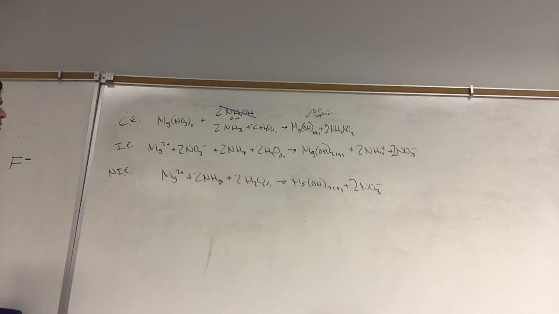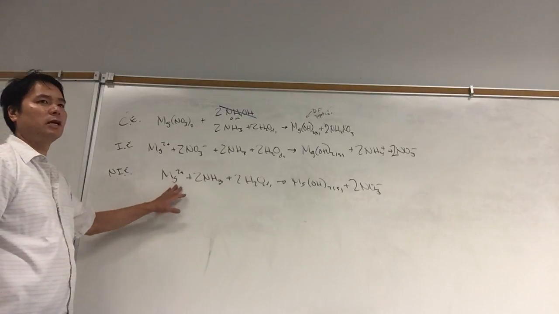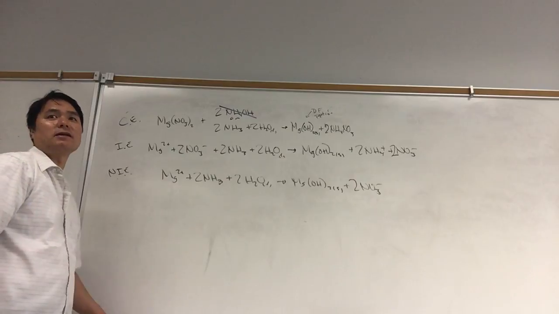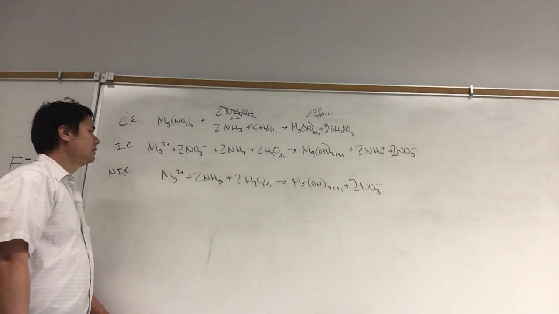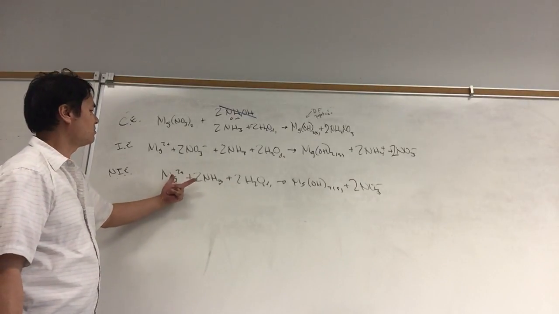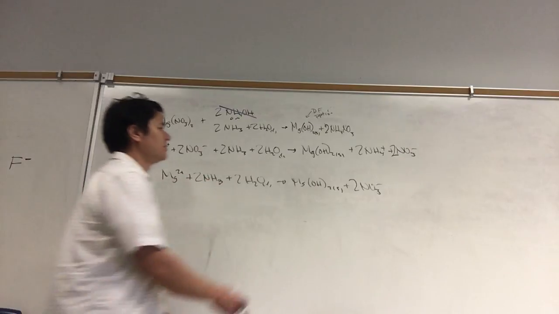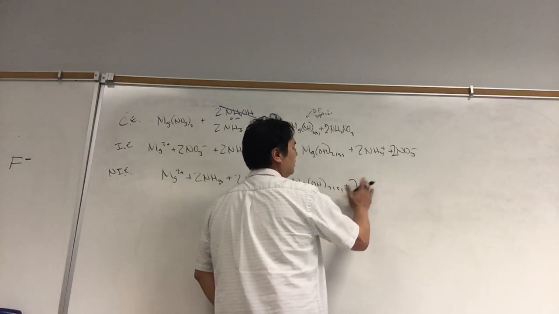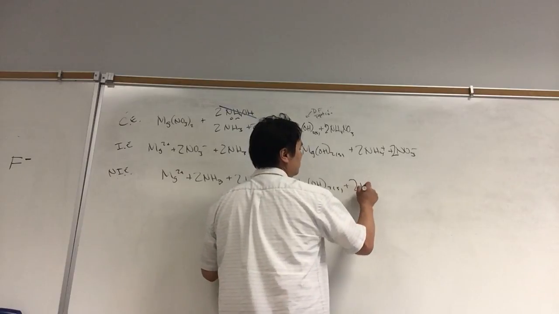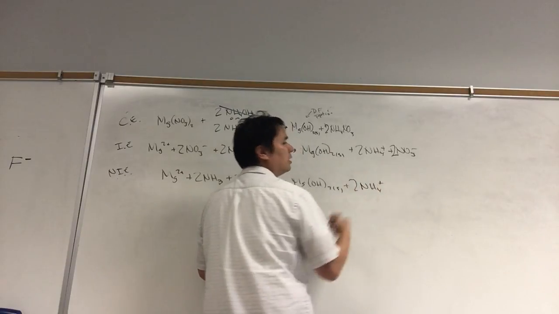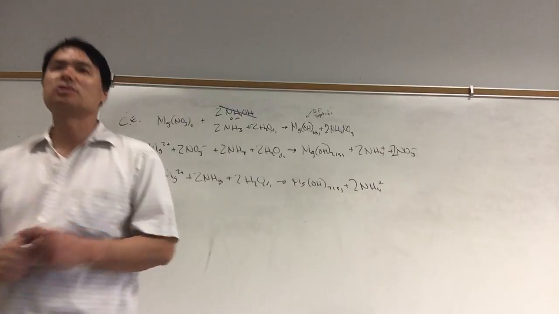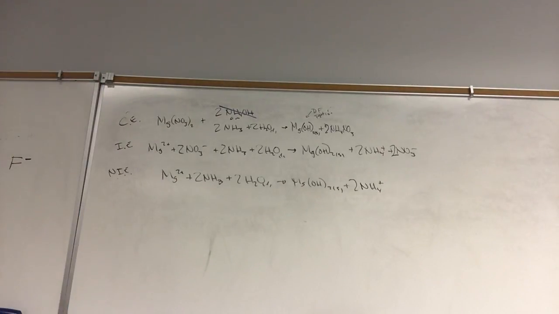Okay, we got to make sure it balances out. You know, the charge and the atoms must balance. But yeah, this one, obviously the charges aren't balanced because it's positively charged on the left. This is negatively charged on the right. So I screwed this up. It should be, sorry, 2 ammoniums, not 2 nitrates. Okay, now the charges and the atoms should balance. That's a metathesis reaction with aqueous ammonia.